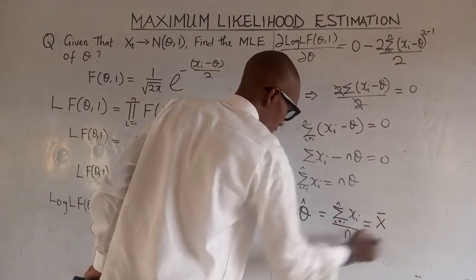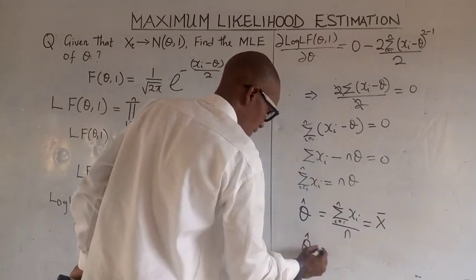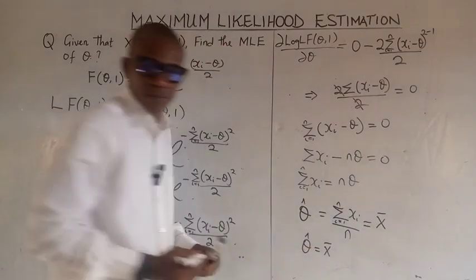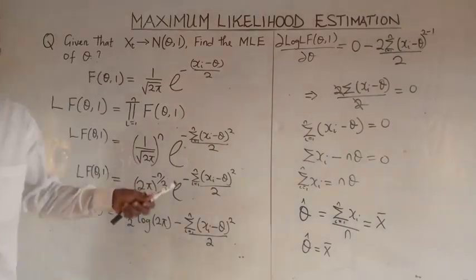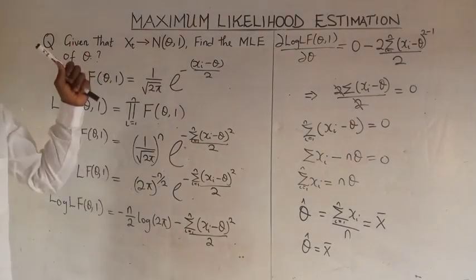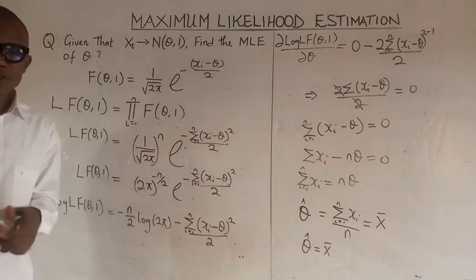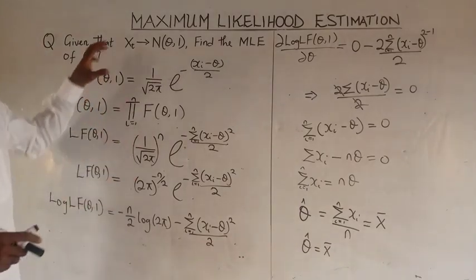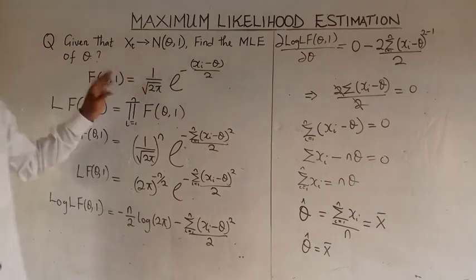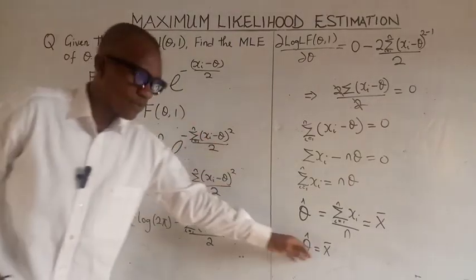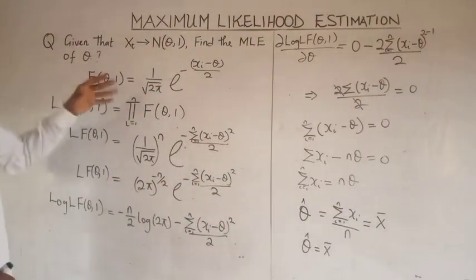And if you watch, this is our mean, a sample mean. So we put it as this. It means that theta is equal to the sample mean. So the MLE of the mean parameter theta for a normal distribution with known variance is simply the sample mean. This is how we can get this.